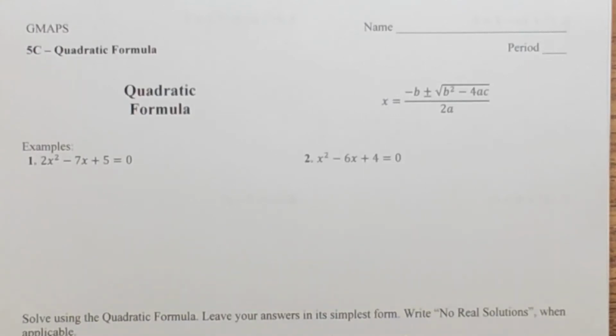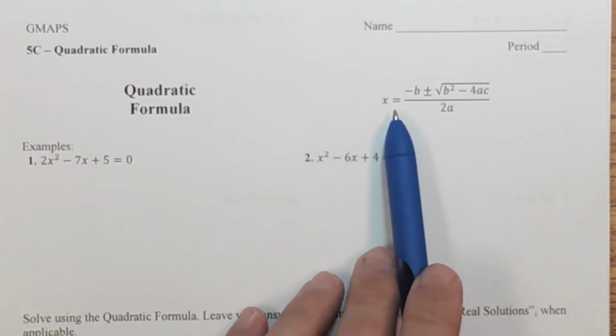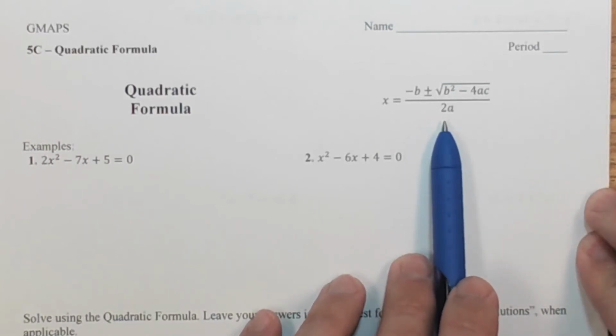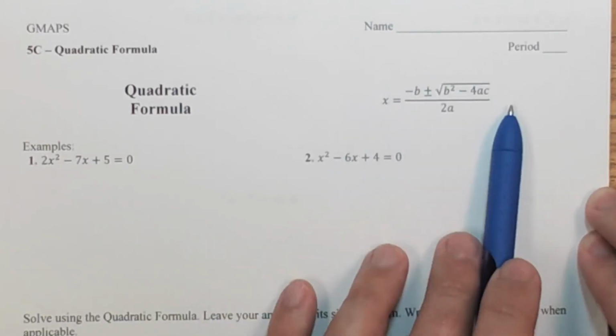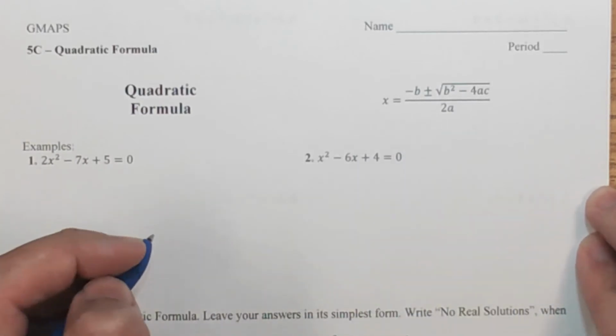All right, assignment 5C, talking about another way we can solve quadratic equations, and that is by using the quadratic formula. What we're going to do here is your quadratic formula is written here. X equals negative b plus or minus square root of b squared minus 4ac all over 2a. So you're going to have to memorize this if you don't already have it memorized. Make sure you memorize this for quizzes and all that stuff.